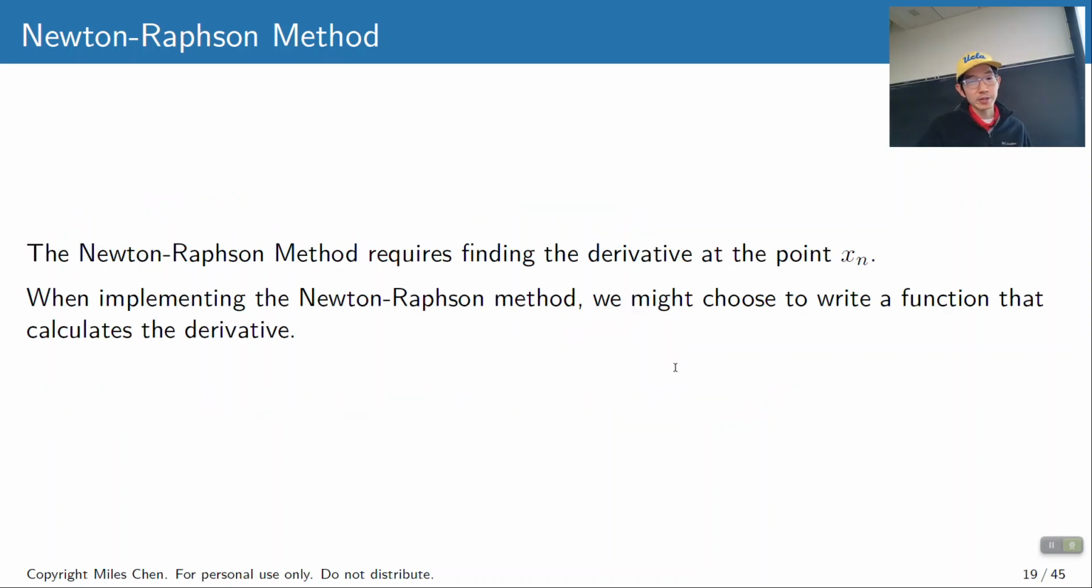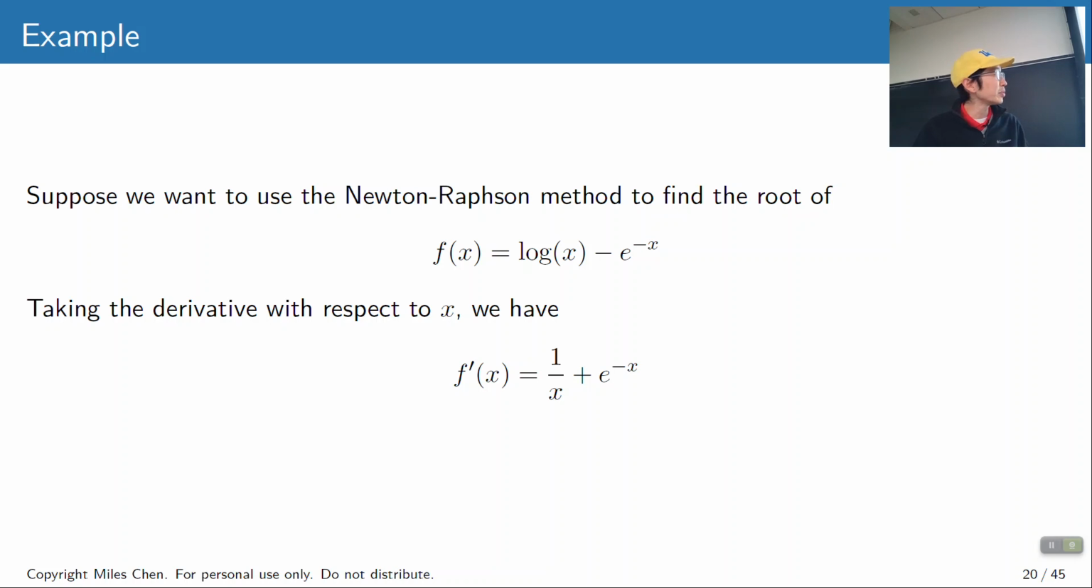A lot of times when implementing our algorithm, we'll write a function for the function, and another function for calculating the derivative. Here's a simple example. This is the same function we've been looking at: log of x minus e to the negative x. The derivative of this function, f prime, is 1 over x plus e to the negative x.